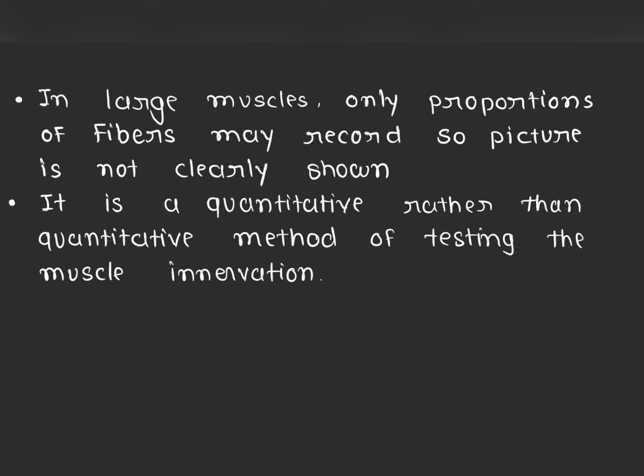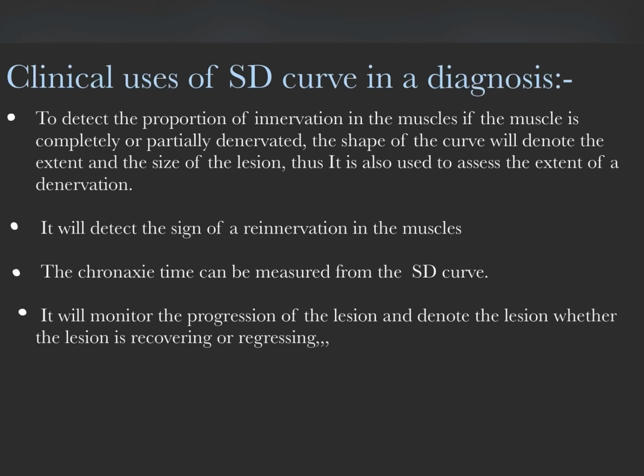It is a quantitative rather than a qualitative method of testing muscle innervation. Clinical use of the SD curve in diagnosis: to detect the proportion of innervation in a muscle. If the muscle is completely or partially denervated, the shape of the curve will denote the extent and the size of the lesion. Thus, it is also used to assess the extent of denervation.